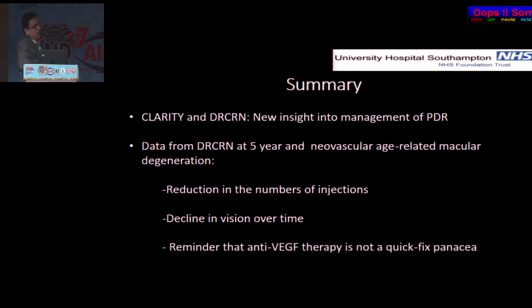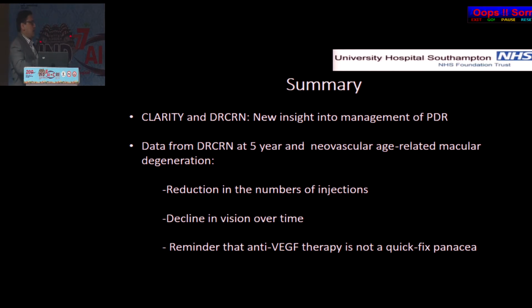So in summary, these two landmark trials have given us some insight, some new thoughts about how we can manage our PDR cases. But bear in mind, the DRCR.net 5-year data has come out, which says that at 5 years, laser and anti-VEGF have similar visual acuity effects, but there is a definitive difference in the visual field. Bear in mind, a lot of these people are young. They're still driving. So this is something that gets ignored when we treat people here, okay?